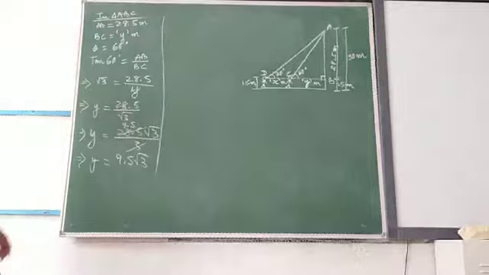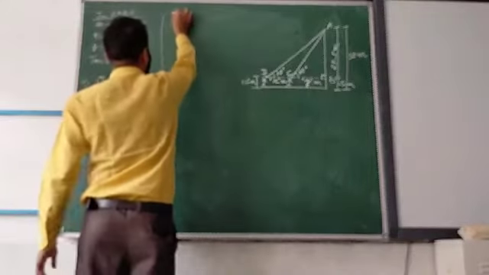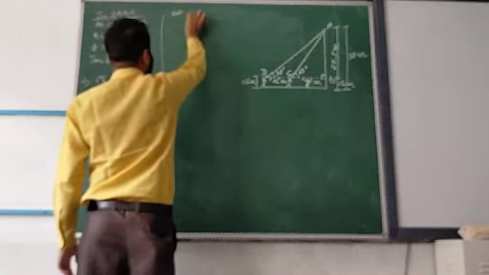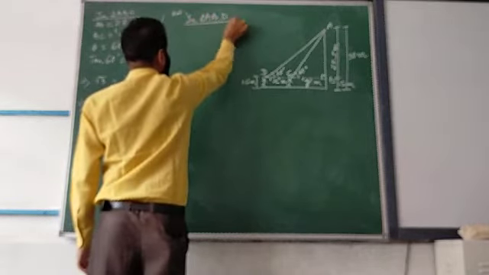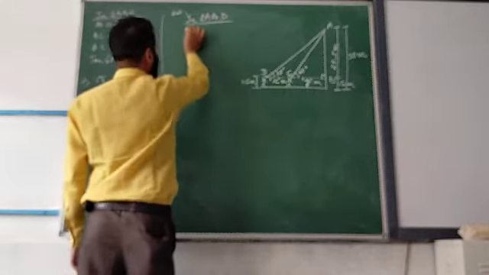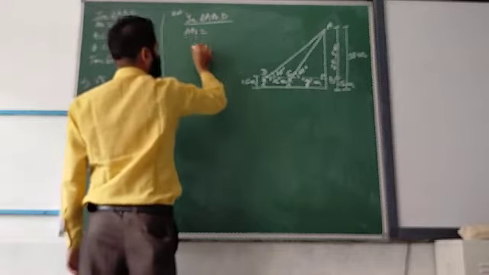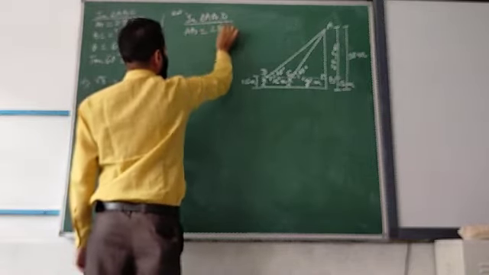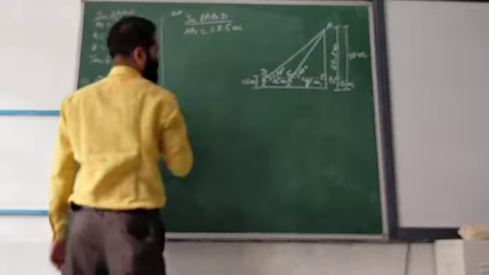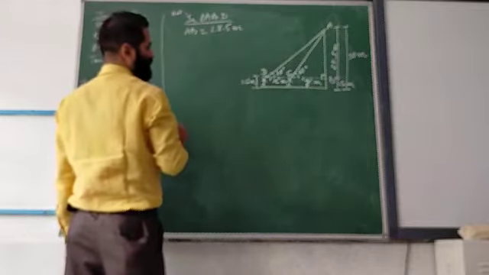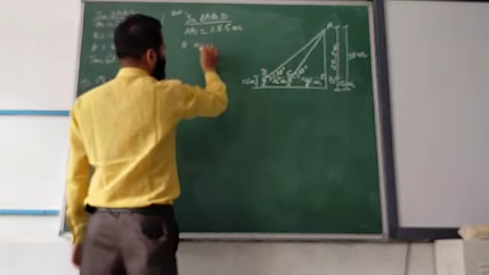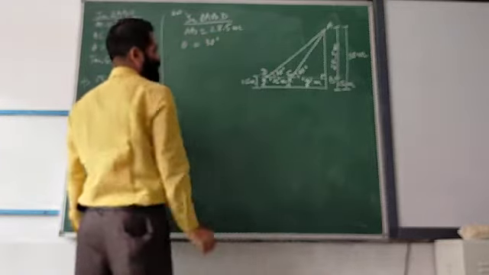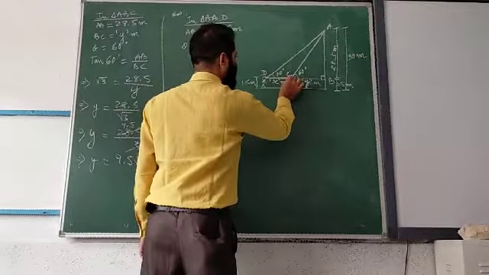Now we wanted x. So we will now take triangle ABD. Whatever the things that are given, write them here. So AB equals what? 28.5 meter. Then theta is how much? 30 degree. So I wanted this, is it?